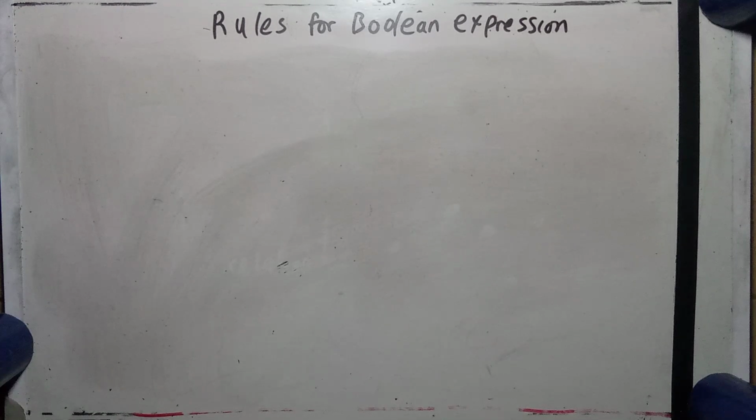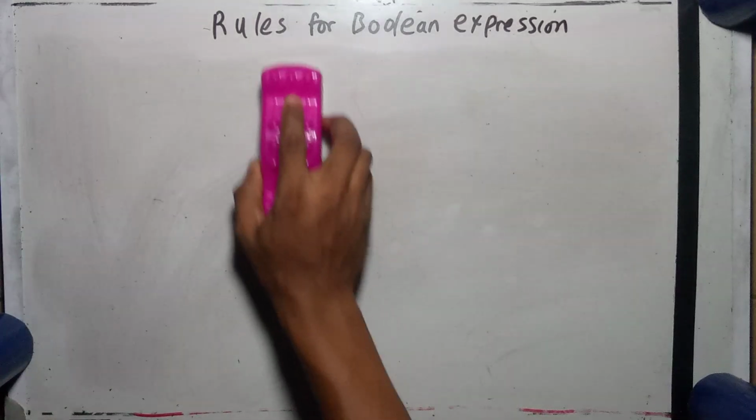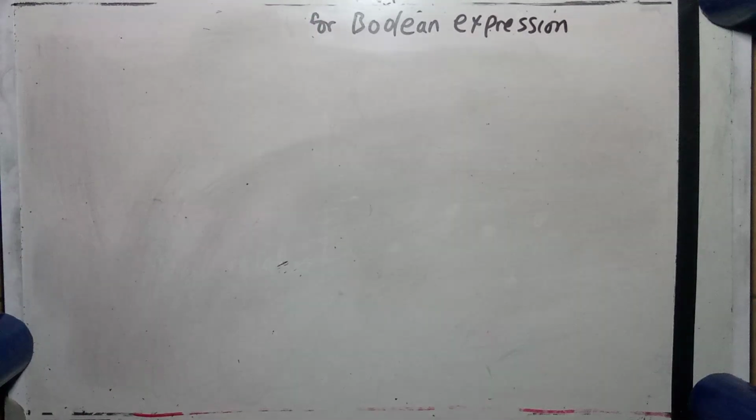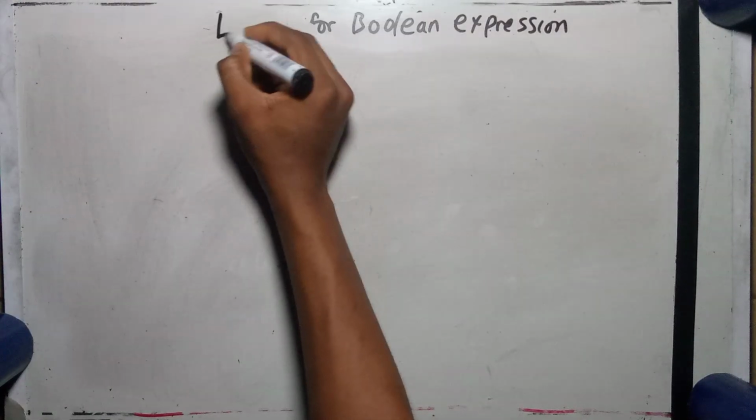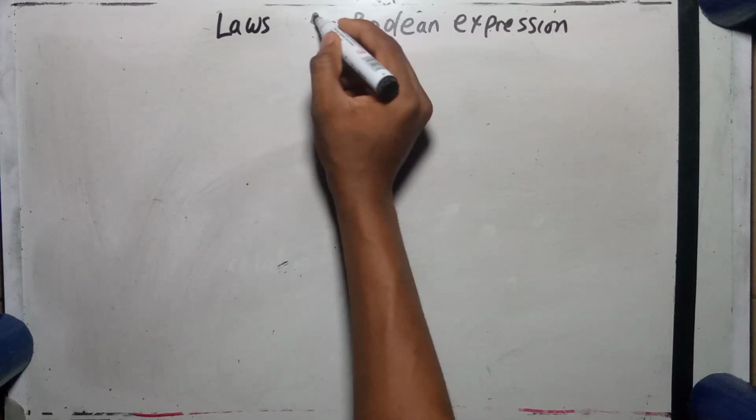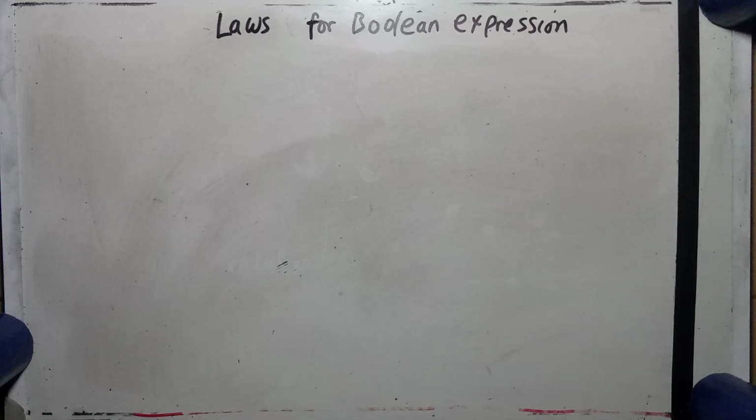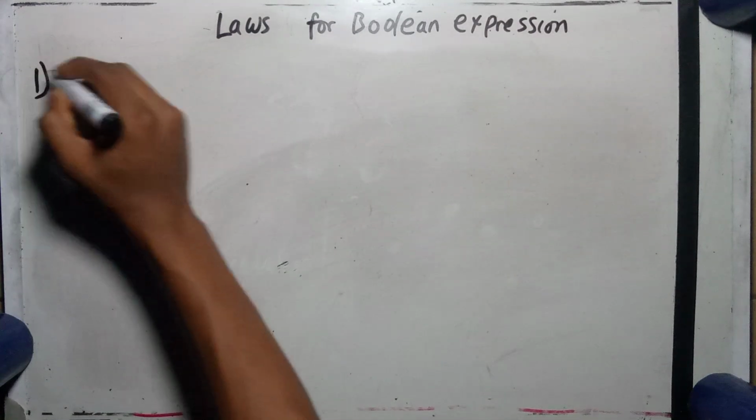We just finished treating the rules. What we just treated now is the rules. Now let us start going into the laws. You might have heard of this. The first one will be our commutative law.